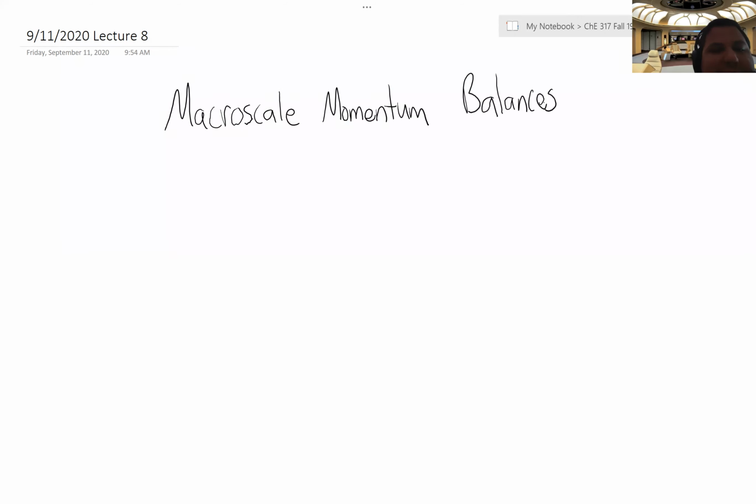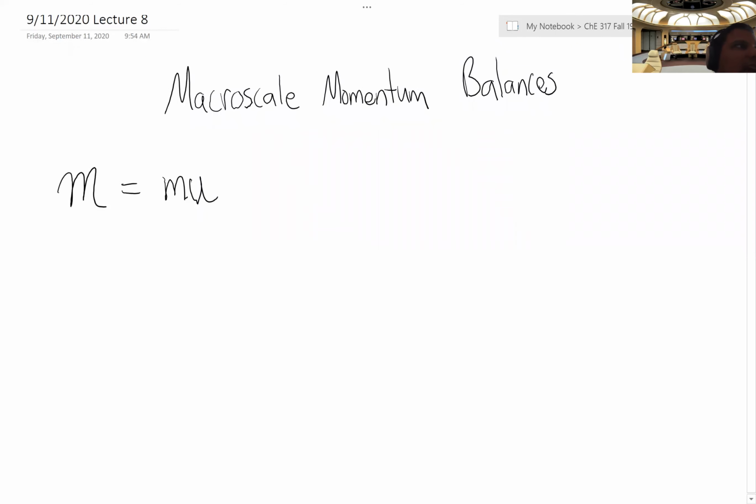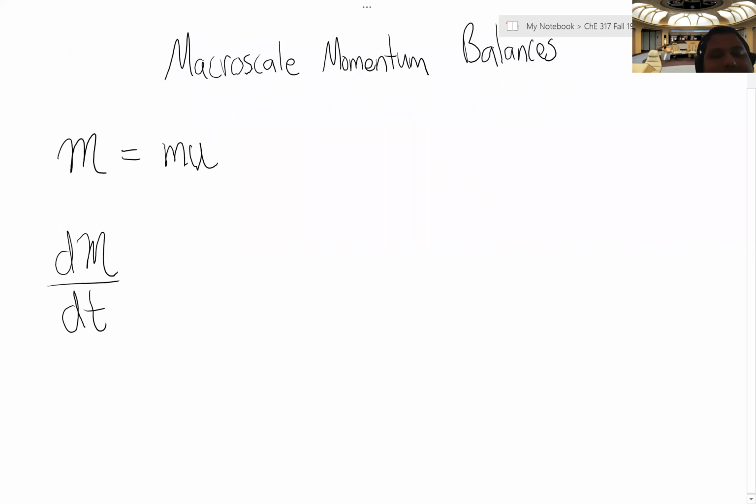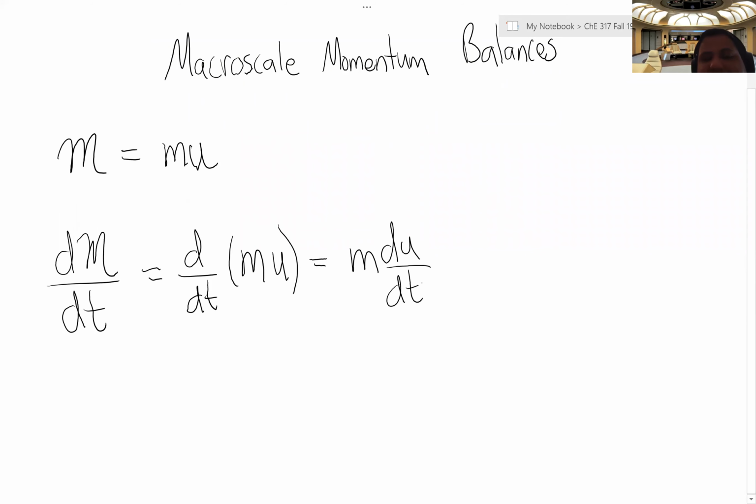So we can recall from physics that momentum is simply mass times velocity. And when I'm interested in the change in momentum of a system with respect to time, what I'm really looking at is the derivative of the product of mass times velocity, which by the product rule, I can write out as mass times the change in velocity with respect to time, plus velocity times the change in mass with respect to time.